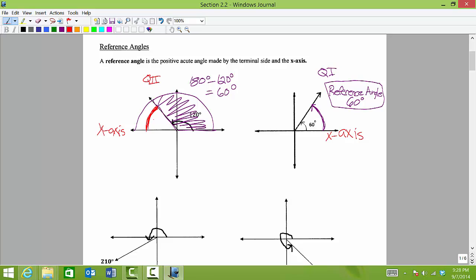So if I subtract off the part that I don't want, we end up with 60 degrees. That is what we call our reference angle, the distance between the nearest x-axis and the terminal side of the angle. So that distance would turn out to be 60 degrees. So 60 degrees would be our reference angle.